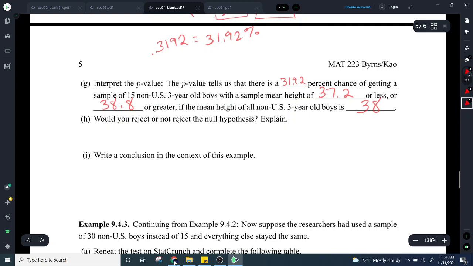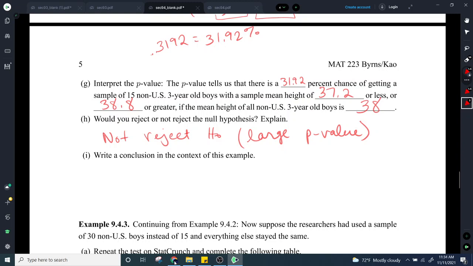Would we reject or not reject the null hypothesis? Well, that p-value is large, so we would not reject the null hypothesis. The p-value is 32%. I don't care what your significance level is; it's never going to be larger than that. So what's our conclusion? Since we don't reject the null hypothesis, we don't think the alternative is true. We think the null hypothesis is probably true.